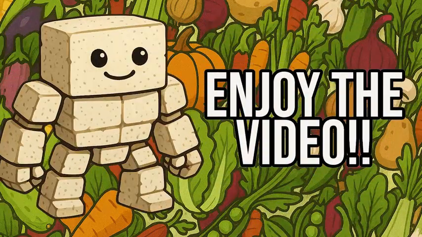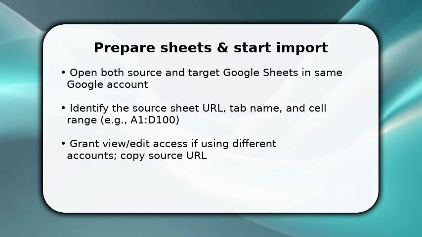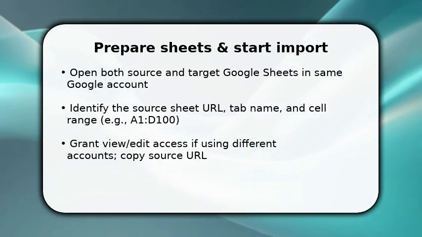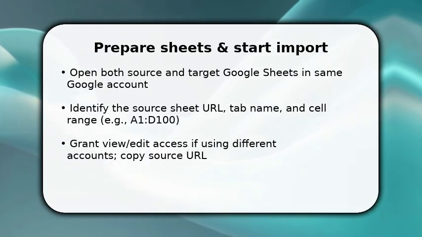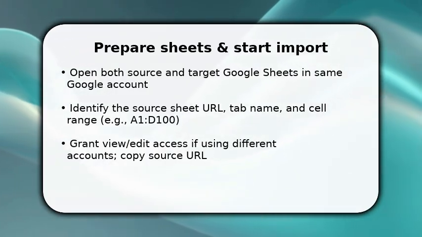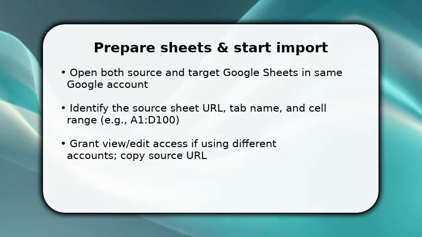You already have both spreadsheets open. Now make the connection. First, copy the source sheet URL and note the exact tab name and range you want, like A1:D100. Once done, switch to the target sheet and choose a cell where data will appear.